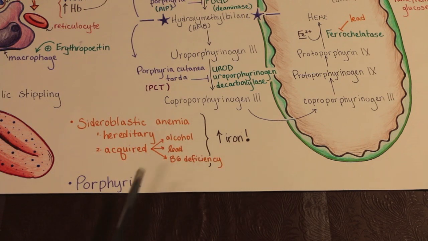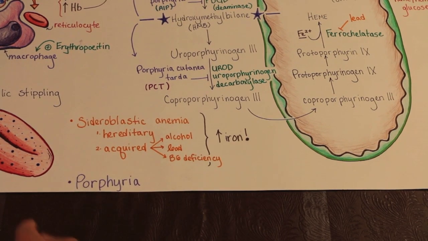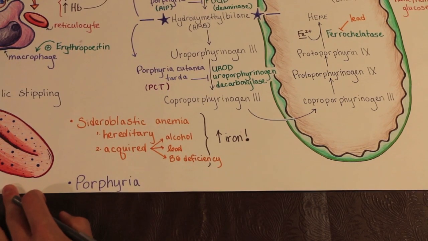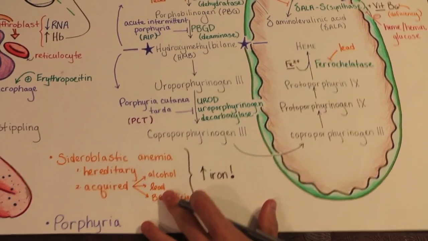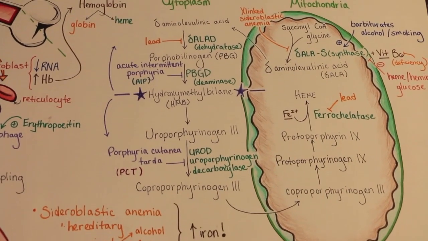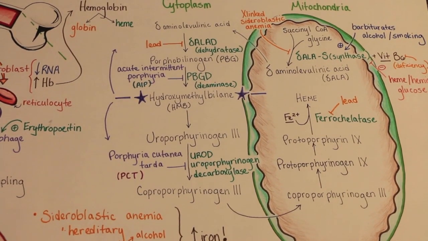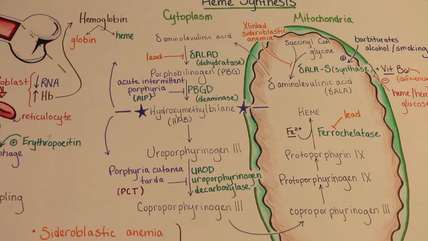Another major class of pathologies we can talk about in the heme synthesis pathway are the porphyrias. The porphyrias are also either hereditary or acquired conditions, and in all porphyrias there is a defective heme synthesis enzyme causing a buildup of the upstream precursors. Lead can also show similar effects because it inhibits different heme synthesis enzymes.